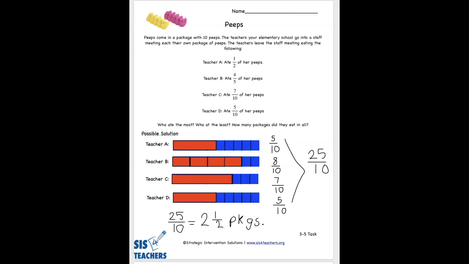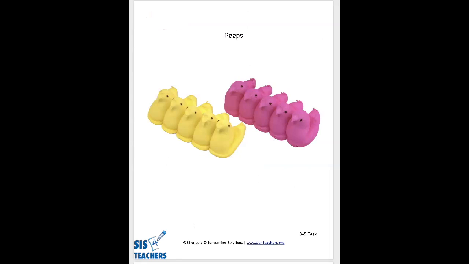Teacher A ate half of her Peeps. Teacher B ate 4/5 of her Peeps. Teacher C ate 7/10 of her Peeps. And then teacher D ate 5/10 of her Peeps. Now, the idea here as you're looking at the anticipatory set, whether it's a still frame photo or you go on Google and search different things, is just to get them in the frame of reference of what we're talking about.